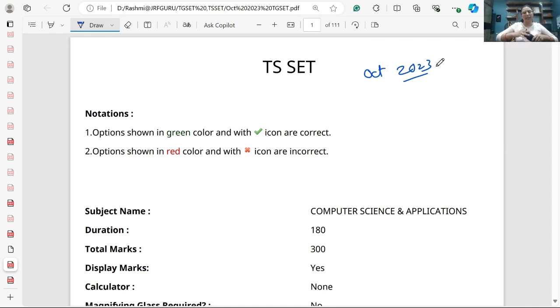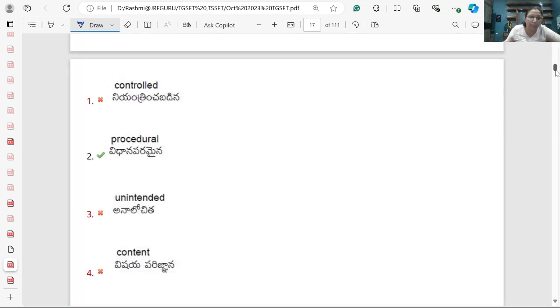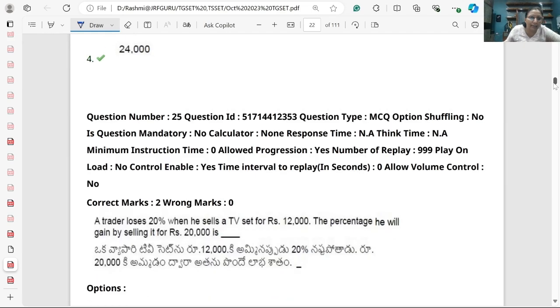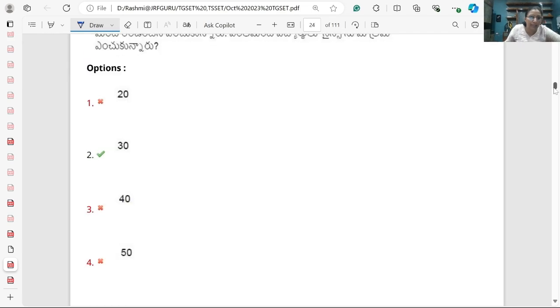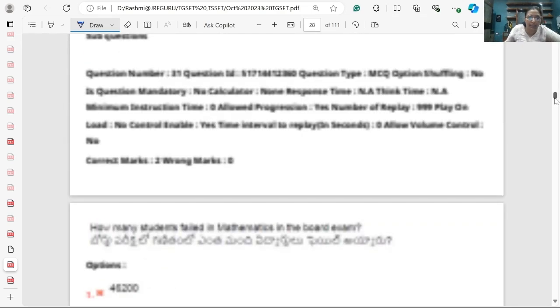So that in the examination you can solve them. So I am just directly moving toward the computer science portion. Here we have question number 50, that is directly for the computer science.